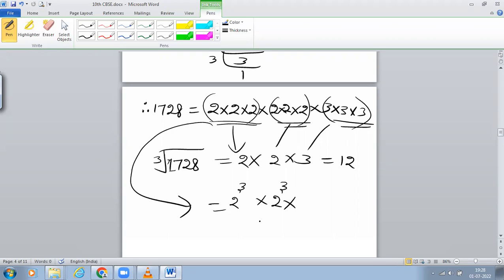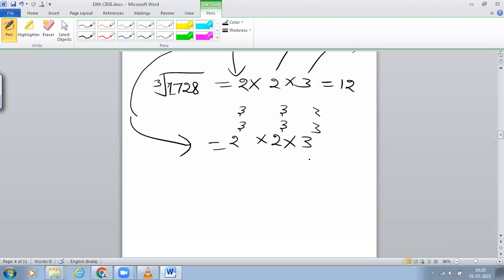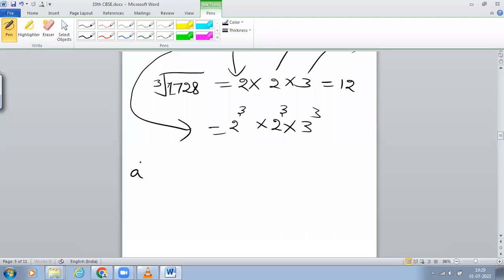Now we have a power m into b power m into c power m. All the powers are same. Here the bases are same, there is no problem, but the powers are same, right? If the powers are same, you know this law of exponent, right? That says a power m into b power m, what will we write? a into b the whole power m.